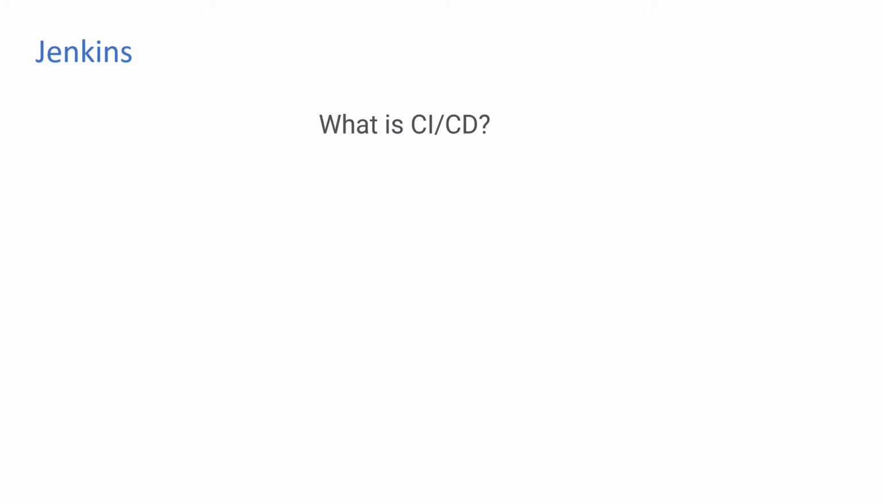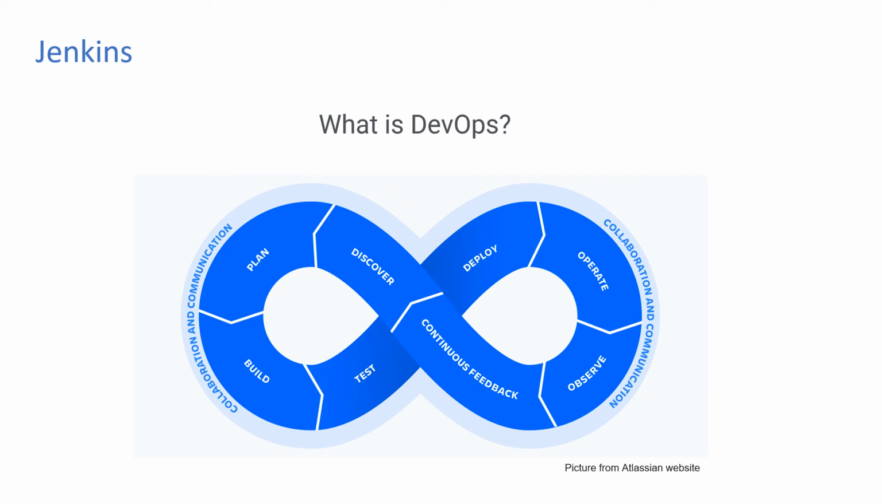So what is CI/CD? According to Wikipedia, in software engineering, CI/CD is a combination of the practices of continuous integration and continuous delivery or continuous deployment. And what is DevOps? From Wikipedia, DevOps is a set of practices that combines software development and IT operations. It aims to shorten the system's development life cycle and provide continuous delivery with high software quality.